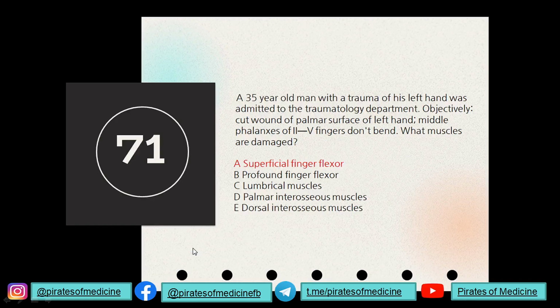The 71st question is that a 35-year-old man with trauma of his left hand was admitted to the traumatology department. Objectively, cut wound of palmar surface of the left hand, middle phalanges of the second to fifth fingers don't bend, or you can call it, the bending motion is called flexing. So the second to fifth middle phalanges, they do not flex. So what muscles are damaged?